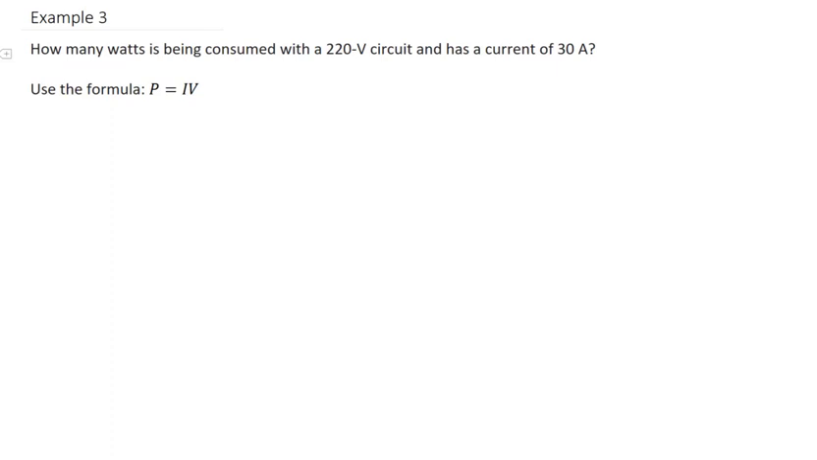Example 3. How many watts is being consumed with a 220 volt circuit and has a current of 30 amps? For this problem, we are solving for our P, because that's watts. So we're asking for power. Let's look for I and V. We have a 220 volt circuit, so our V is 220, and then we have an I for current, which is 30 amps.